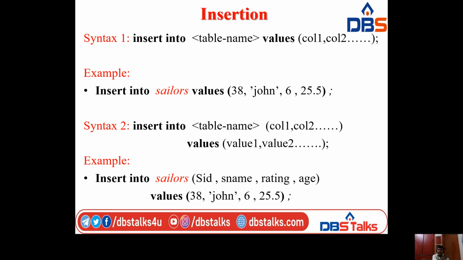We can specify the table name and then the columns, and then provide the list of values. Here we insert the list of values for specific columns only. The previous syntax inserts all the values; the second syntax inserts selected values into the table. The example is: insert into sailors (sid, sname, rating, age). For those 4 values only we are going to insert the tuple.